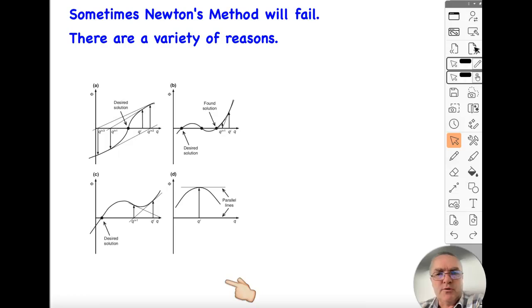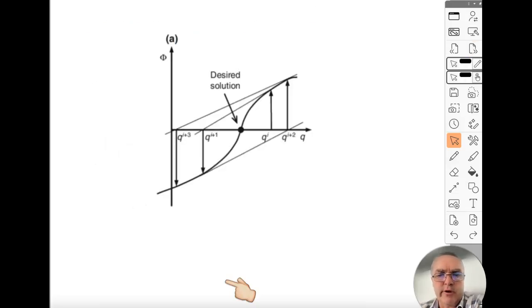I mentioned that sometimes Newton's method will fail, so we're going to look very quickly at just a few reasons why this might happen. So in this diagram here, you can see that we're looking for the root here, and there's our first guess, and then using our tangents we've gone over to this side, and then using a tangent down here, our next x-intercept is over here, and then our third one is over here. And so we're actually gradually getting further and further away from the solution that we're trying to find. It's not converging towards the solution, it's diverging.